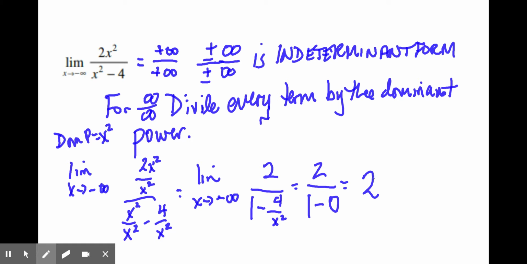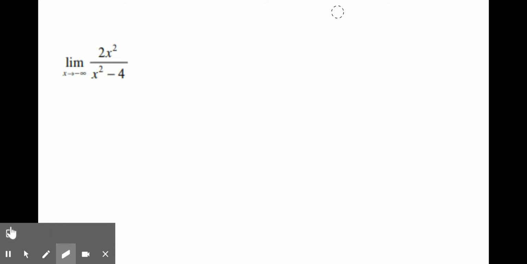So the limit as x goes to negative infinity of 2x squared over x squared minus 4 is equal to 2. There's your correct answer. We got that by dividing by the dominant power, which in the numerator and the denominator was x squared. We divided everybody by x squared, and then we just tried to figure out what limits we needed to. All right, let's try to make it a little bit more complicated here, and we'll keep going. Here's another one.